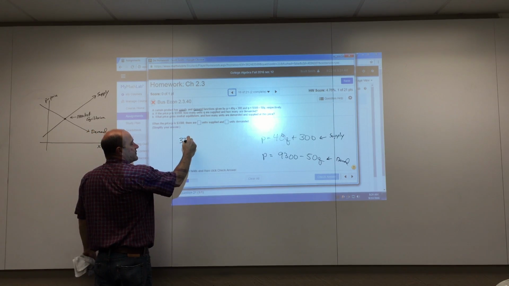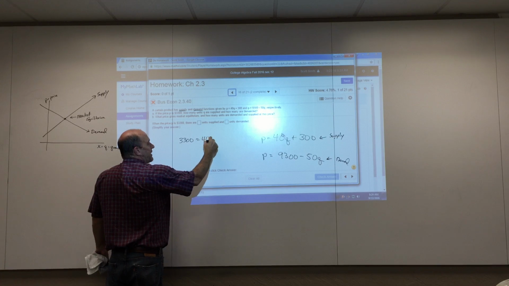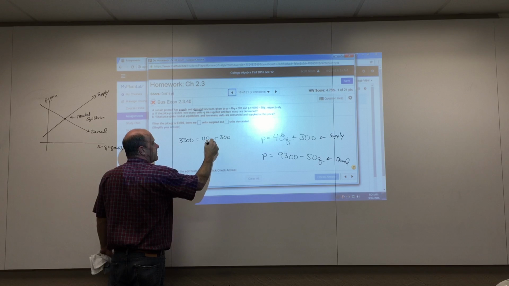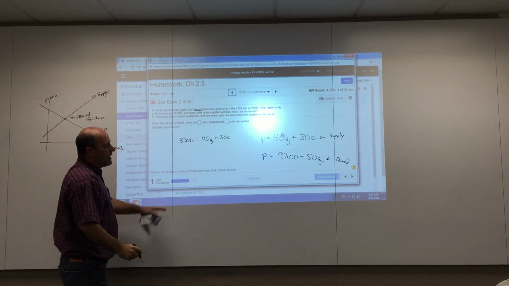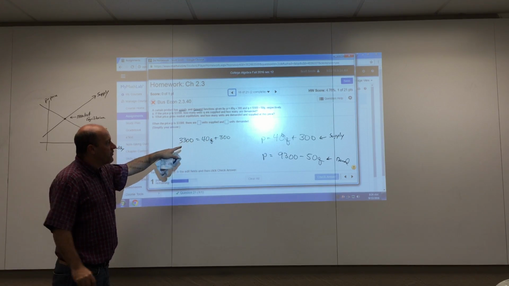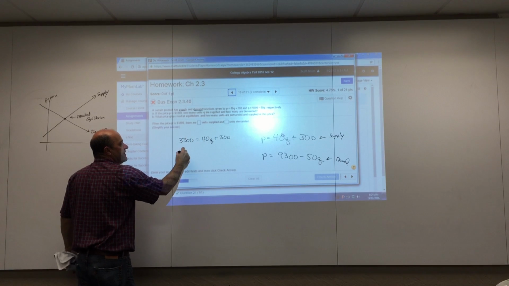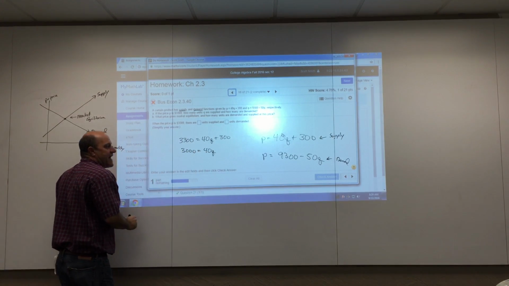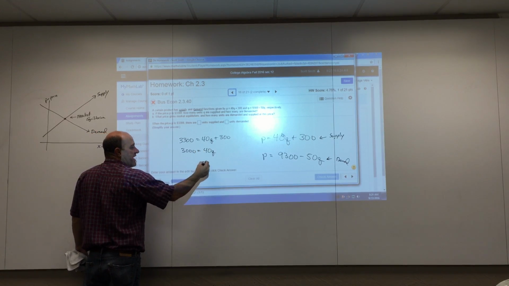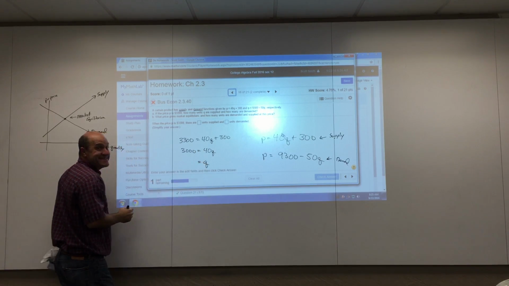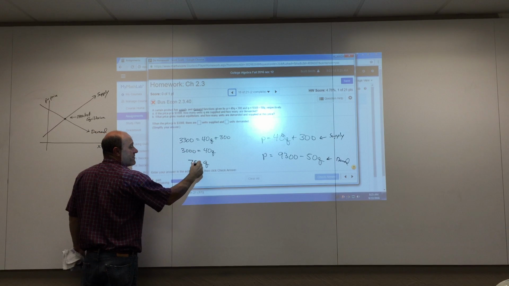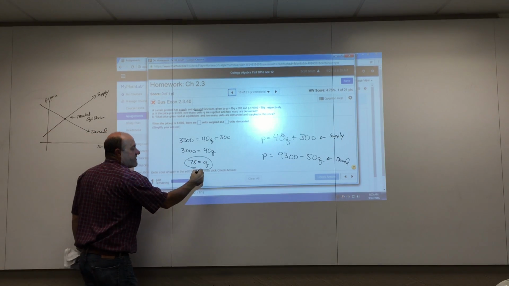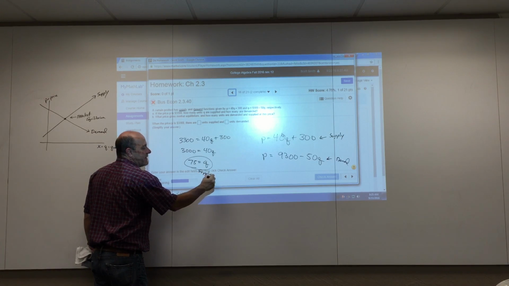So let's just check that out. If the price is $3,300 for that supply equation, I'm going to set 3,300 in for the price. I'm going to subtract 300. Do a little algebra here as fast as I can. I like to do fast algebra. Divide by 40, and Q is? 75. Thank you very much. 75 units are supplied.